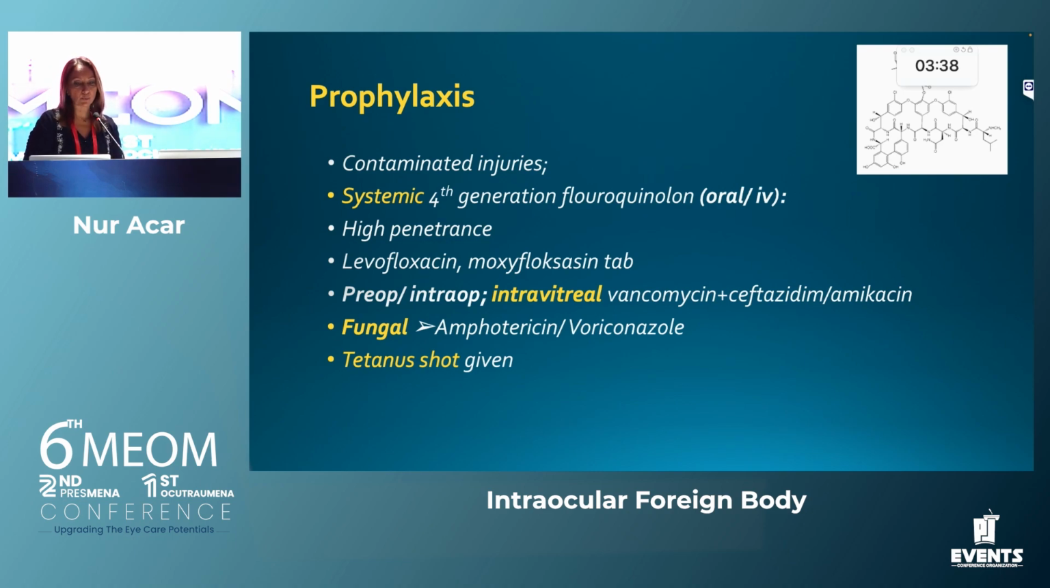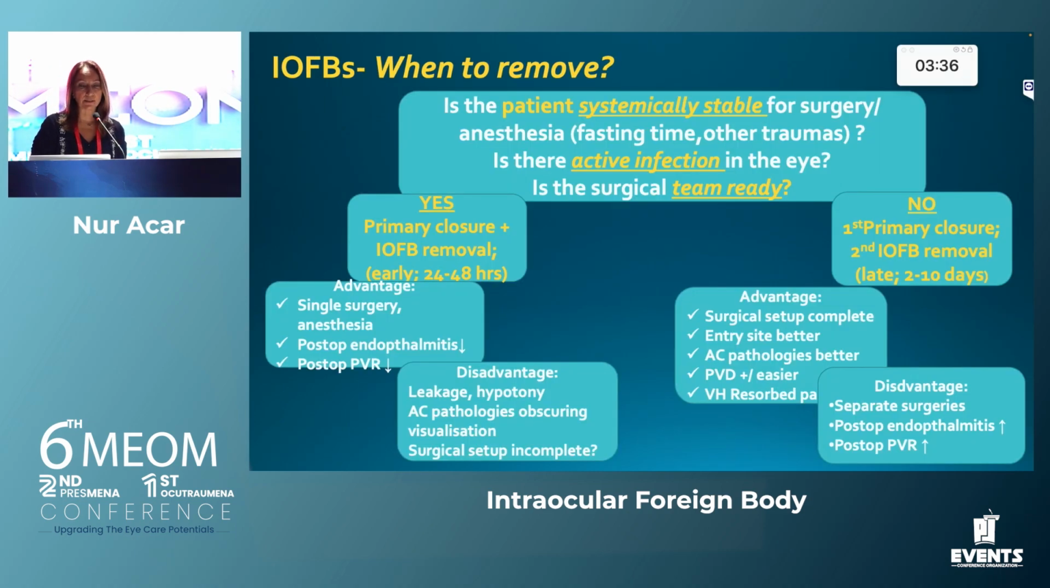So we start the prophylaxis, and a tetanus shot is given. When to remove the foreign bodies is another discussion point. If the patient is systemically stable for the anesthesia and for the surgery, if there is active infection, and if the surgical team is available, then we go for early vitrectomy, primary closure, including the foreign body removal, if we can do that.